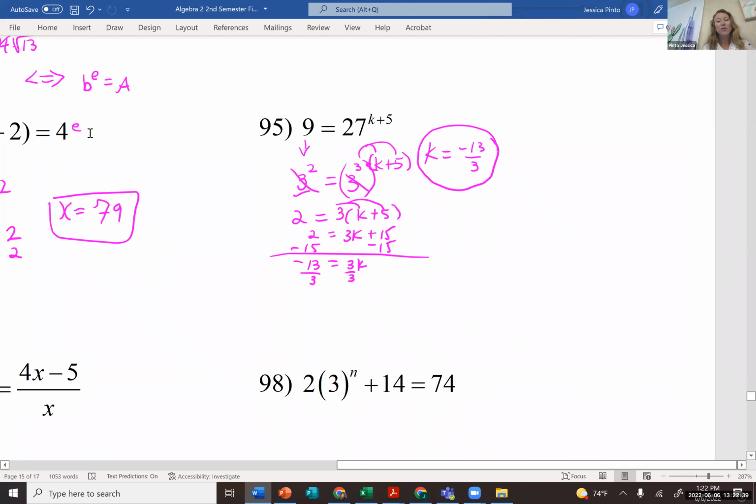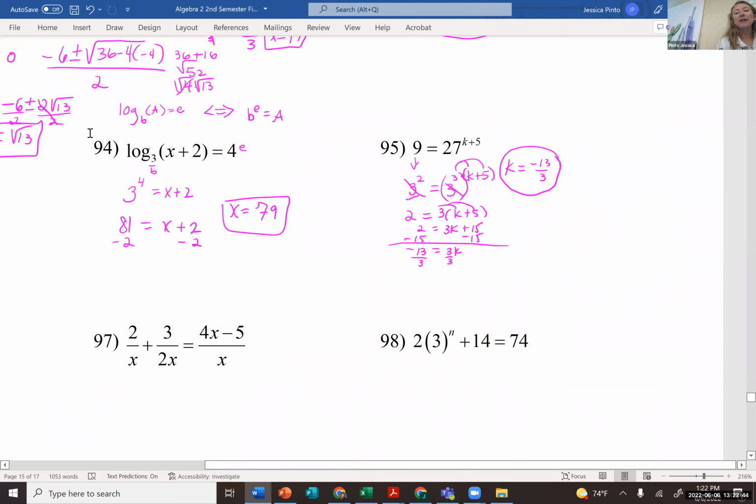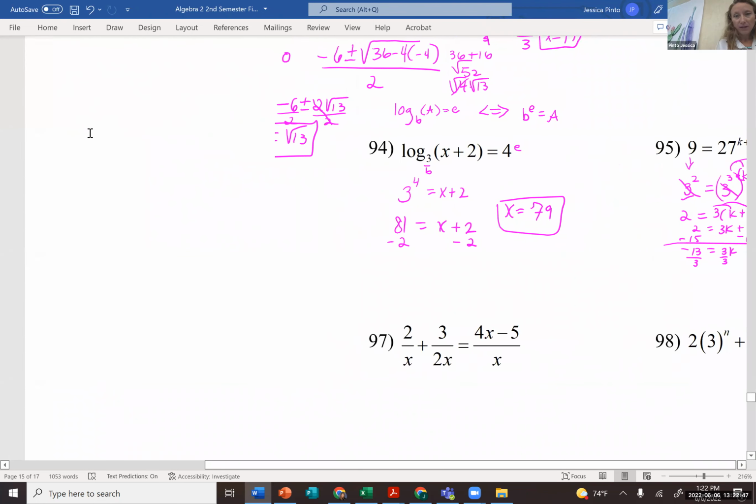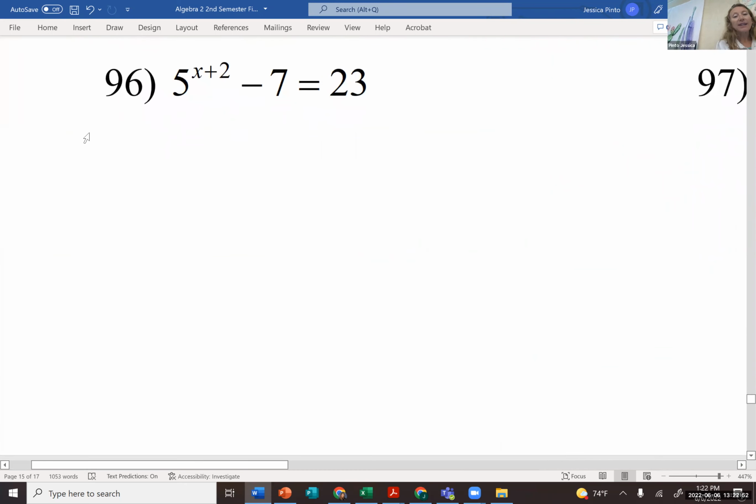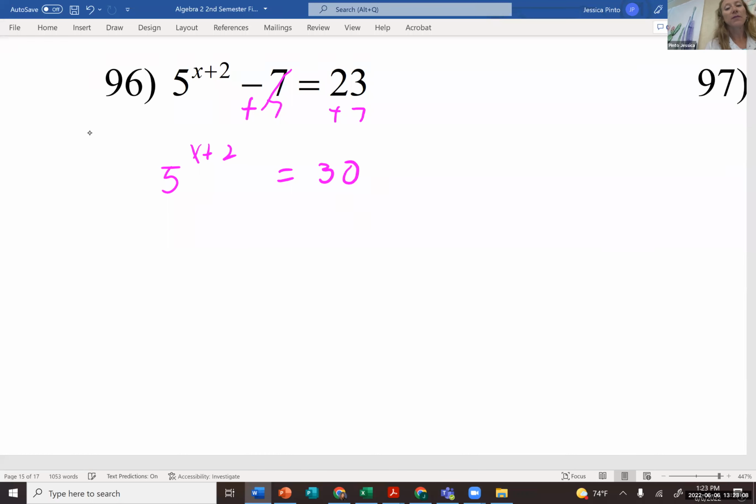So if we have an exponential problem and we think we could write them with the same smaller number base, then it's good if we do that, because using logs can be kind of tricky. Got to use those many formulas. So looking here at number 96, this looks like a problem that I won't be able to use the same base. I'm going to isolate the exponential expression. I'm going to add 7. And that's going to say 5 to the x plus 2 is equal to 30. And even though I could write 30 as 5 times 6, I can't write it as 5 to a power of something very easily. So instead, I'm going to need to use logs.